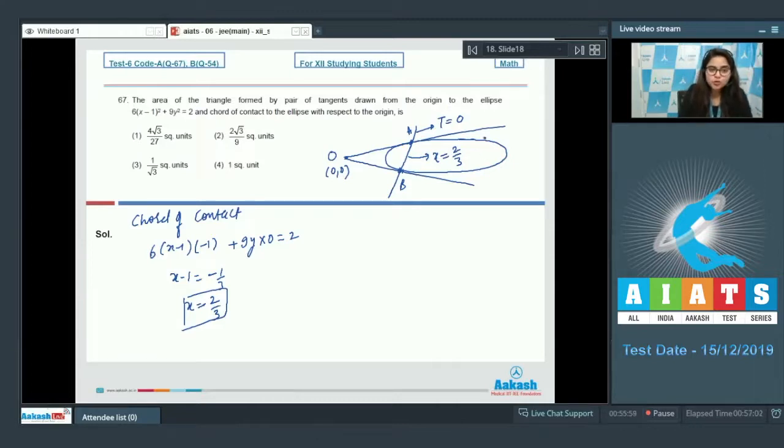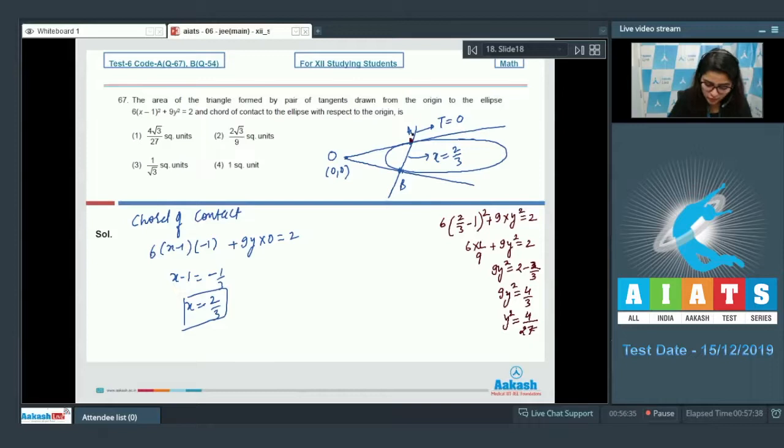So just substitute x = 2/3 in your ellipse. So you will get 6(2/3 - 1)² + 9y² = 2. So from here, 9y² = 2 - 2/3 = 4/3, so y² = 4/27. So one point is (2/3, 2/(3√3)) and another point is (2/3, -2/(3√3)).